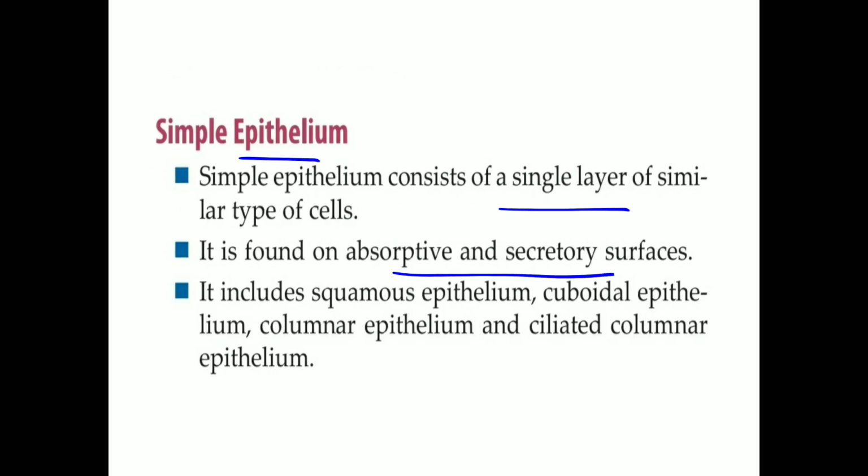They are found on the absorptive and secretory surfaces. The surfaces which are responsible for absorption, example, the absorption of nutrients taking place in the inner lining of the small intestine. Secretory surfaces are where secretion is happening. So in those surfaces you can see simple epithelium consisting of a single layer of a similar kind of cells. It includes squamous epithelium, cuboidal epithelium, columnar epithelium, and ciliated columnar epithelium as its various forms.